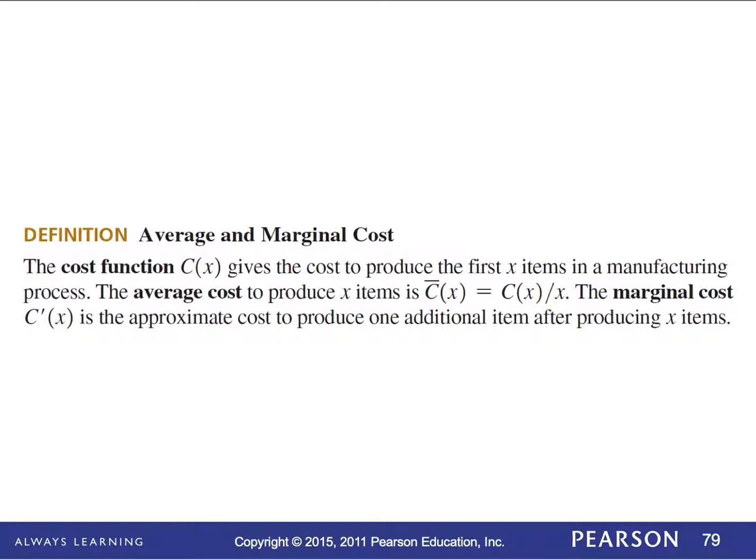If I buy 12 packs, if I want to find out how much I paid for each 12 pack, I would divide the number I paid by 12. But marginal cost, that keyword marginal, is going to tell you to take the derivative.